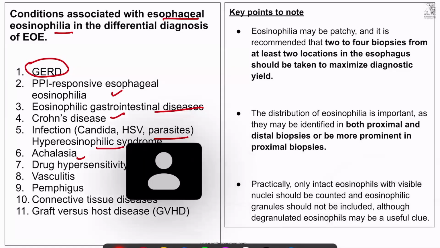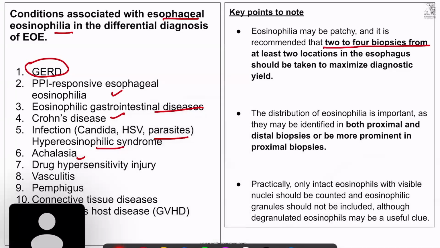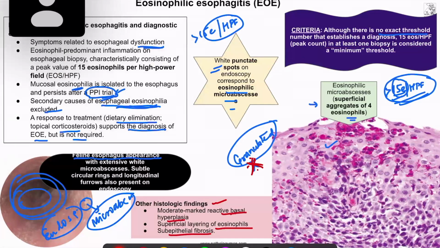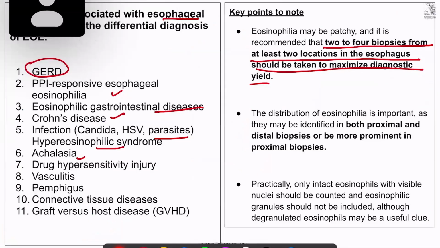Eosinophilia may be patchy, and it is recommended that 2 to 4 biopsies from at least 2 locations of the esophagus should be taken to maximize the diagnostic yield. Because as we saw, even in this endoscopic image with the eosinophilic microabscesses, there are a few normal areas here and a few whitish areas there. So it is not a continuous disease, it is a patchy disease. So multiple biopsies are required for a proper diagnosis in the correct clinical context.